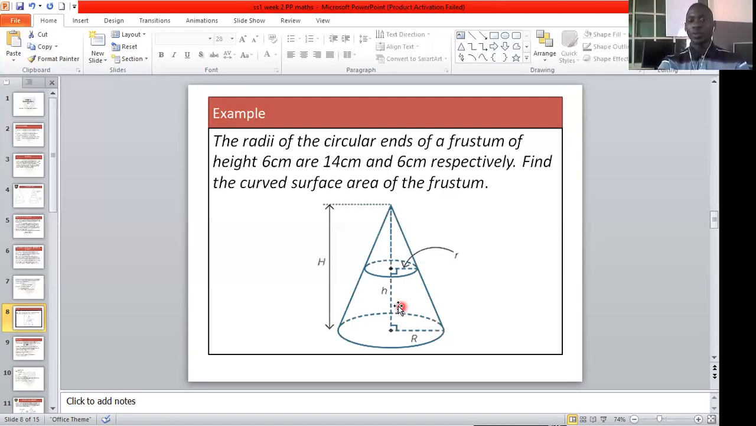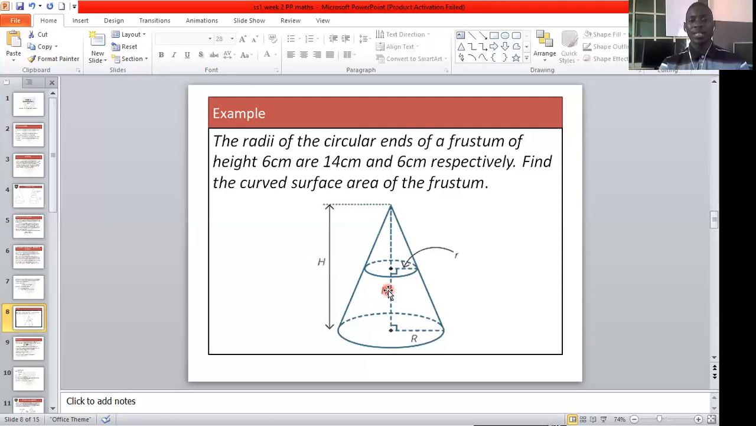Here we have been given the height of the frustum as 6 centimeters. So what will be the height of the whole cone? How do we get it? We label the height of the smaller cone as h. So the height of the whole cone, the capital letter H, will be h plus 6.